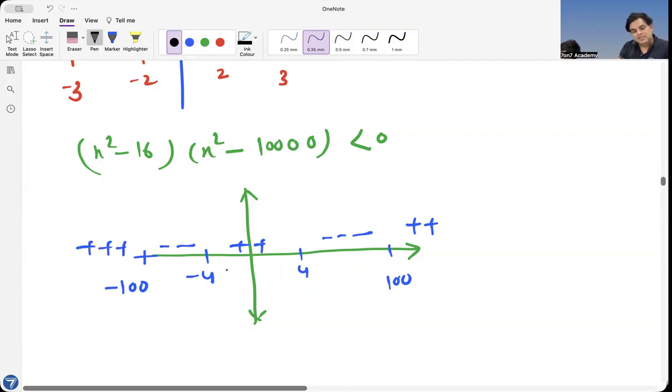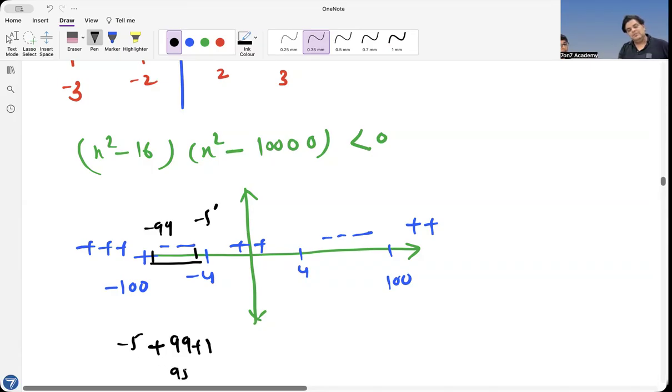Now what are we looking for? In between, negative. How many negative integers are there in between? 95. Are you sure? 100 minus 4 minus 1. You don't have to take the ends, so minus 99 to minus 5 will be the solutions. How many integers are there between minus 99 and minus 5? 94. Always do higher value minus lower value plus 1.